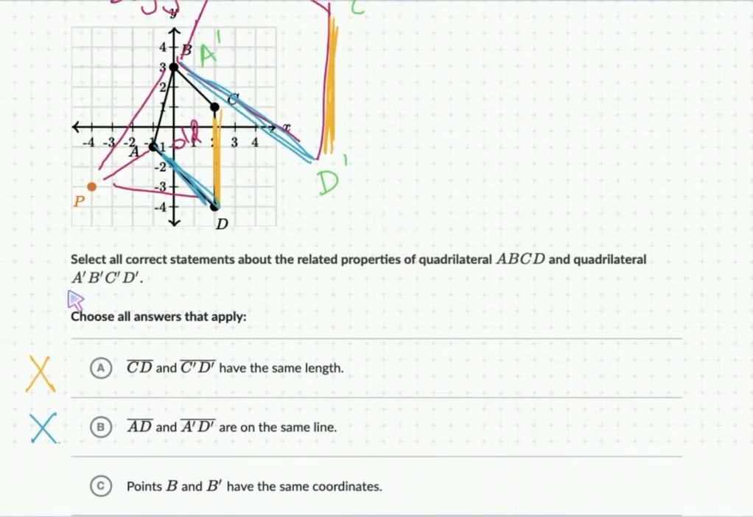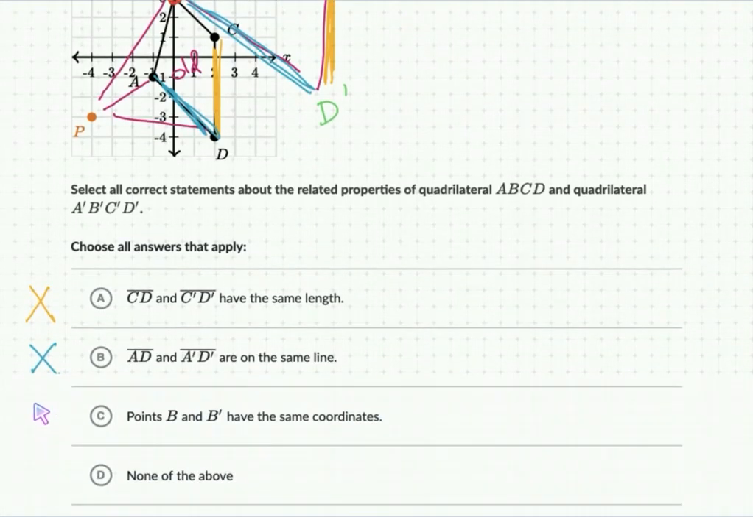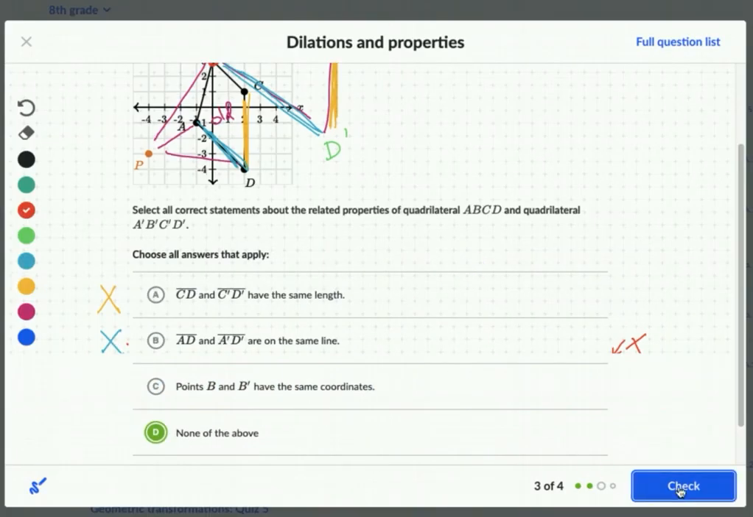Points B and B prime have the same coordinates. So they're saying that B and B prime are going to stay in that same spot. No, that doesn't seem to be true. Can't really draw anything there though. So that's an X right down there. Let's see, and none of the above. That looks like it's going to be our answer because we haven't had any of them that are true.